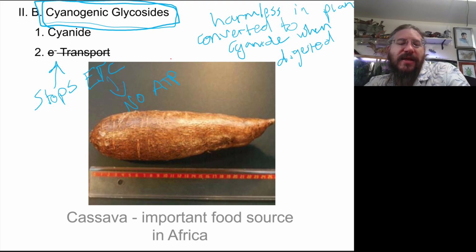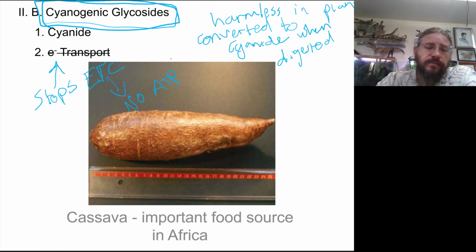Recycling ADP back into ATP is a huge survival mechanism for living organisms. There's nothing alive that doesn't do that. So shutting down the electron transport chain shuts down the recycling of ADP plus P into ATP, and it kills the cells. So no more cellular respiration, no more ATP, dead.